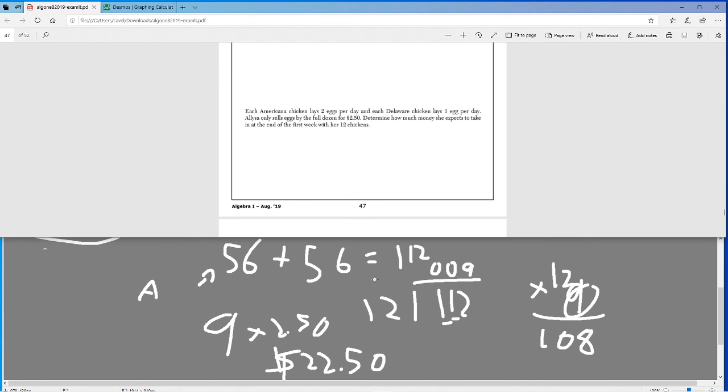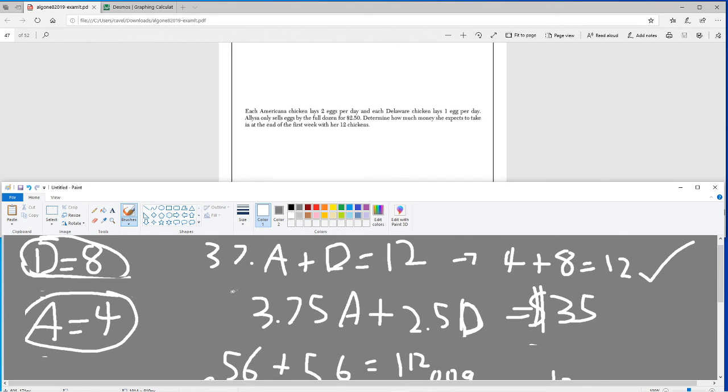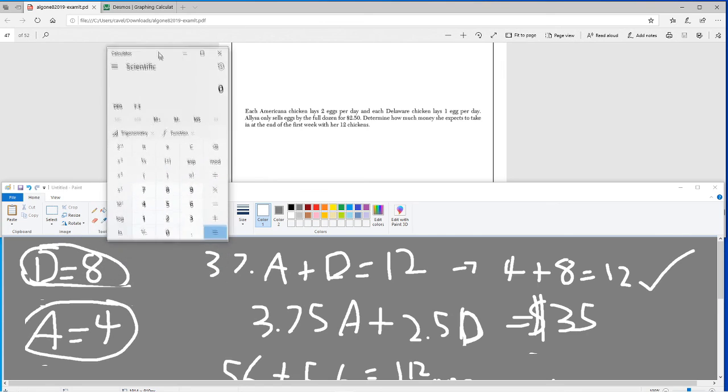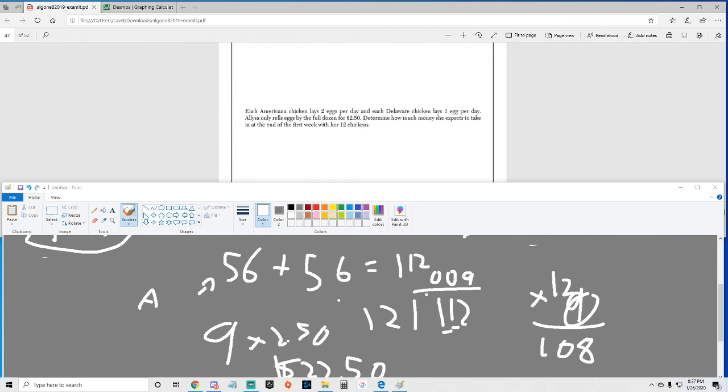So one key takeaway from this problem is that in total there are, sorry, 112 eggs, right? Let's go over this again. Americana chickens lay 2 eggs per day. So there's 4 chickens, each of them lay 2, so 8 per day. 8 times 7, 56, just like I showed you here, for the full week. Delaware lays 1 egg per day, so 8 of them, 8 times 7, also 56. So we have 112, right?